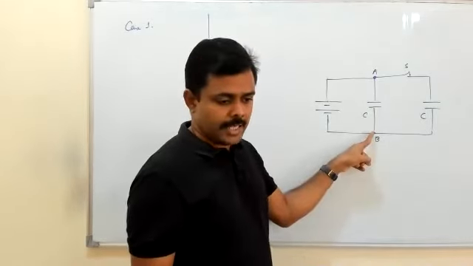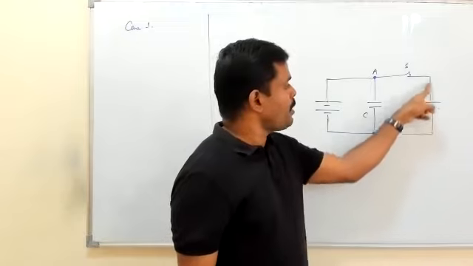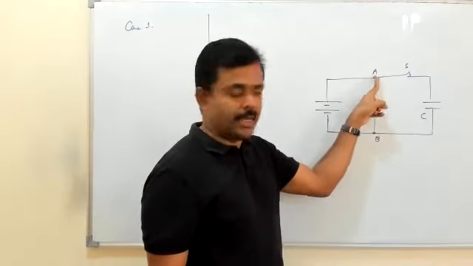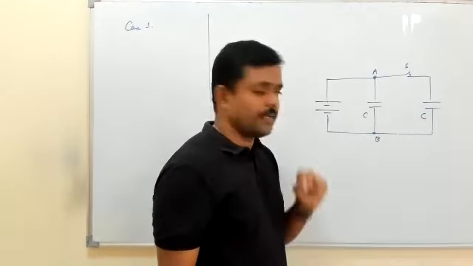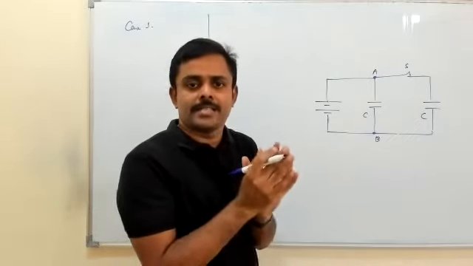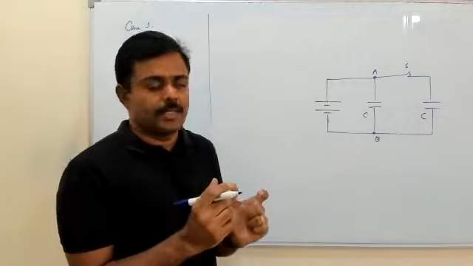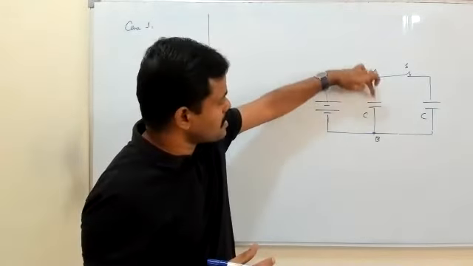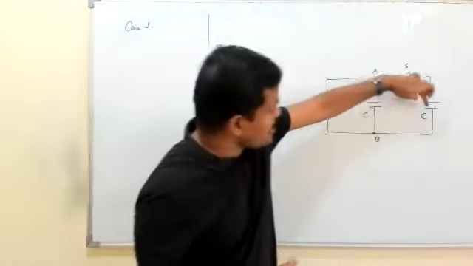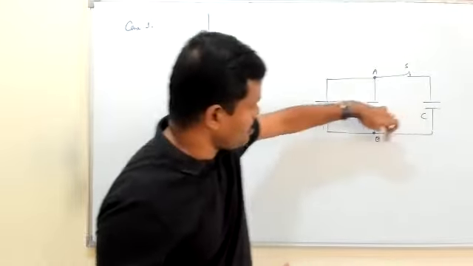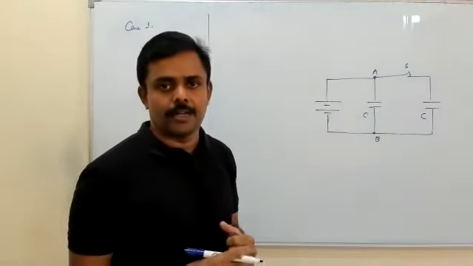Look at that. And for this capacitor also, top plate is connected to the point A, and the bottom plate is connected to the point B. So both the capacitors are connected between the same pair of terminals, A and B. This capacitor is between A and B, and this capacitor is also between A and B. That means they are in parallel combination.